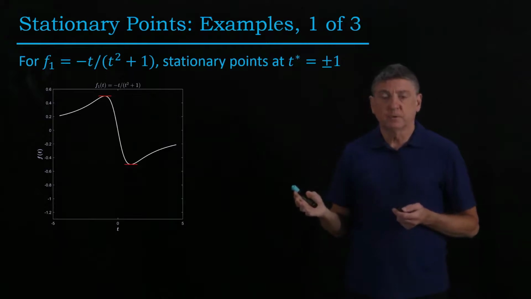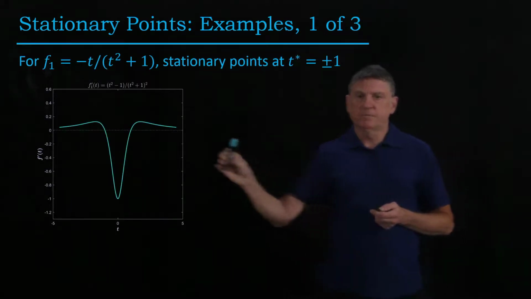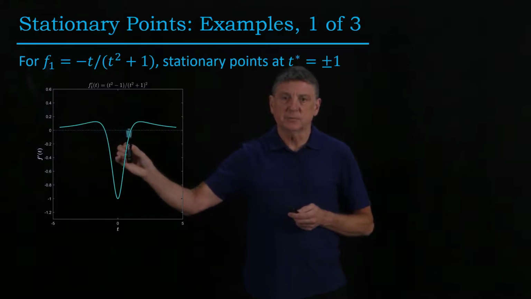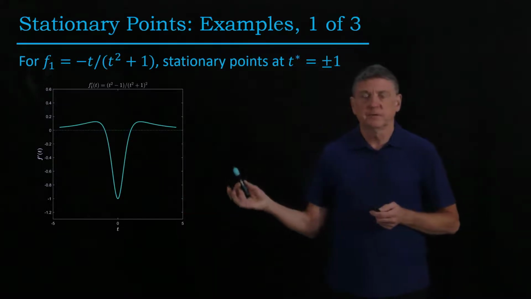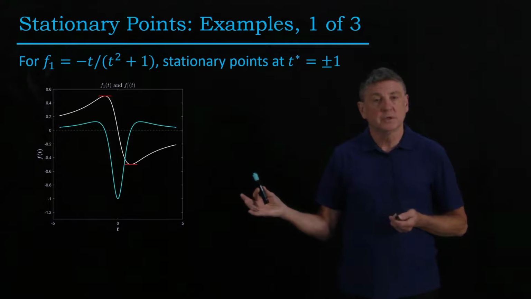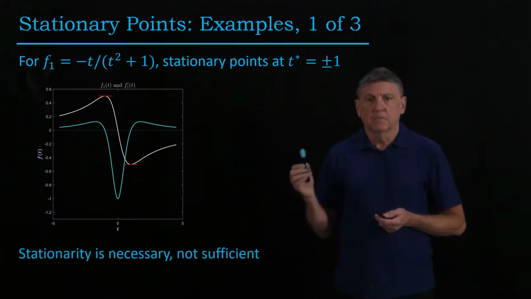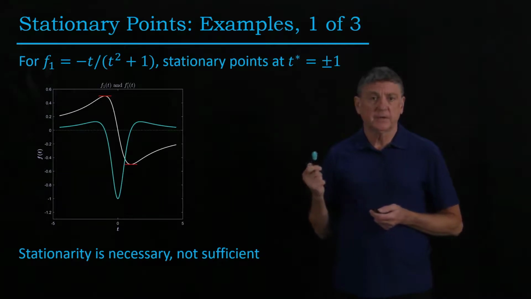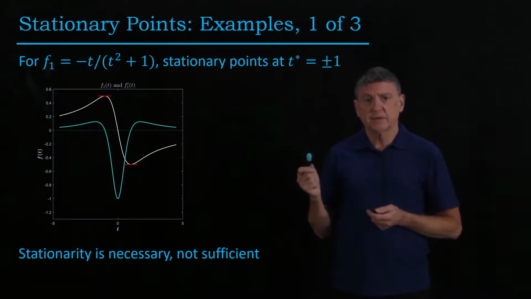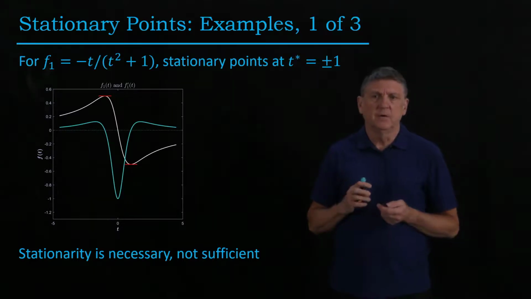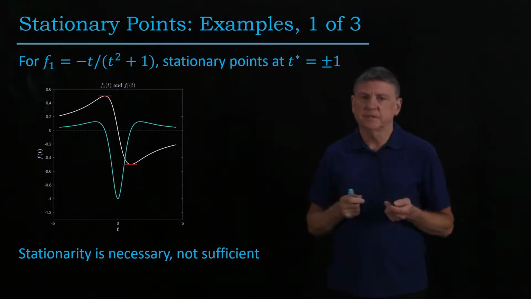We could also differentiate this function, and when we differentiate it, we'll see that where the derivative is 0 is exactly at those places. We could further visualize this by superimposing the original function and its derivative. From this, we can understand that stationarity is a necessary condition, but it's not a sufficient condition. Let's see what we have to add for this to be a sufficient condition.